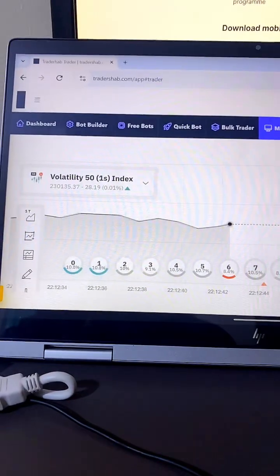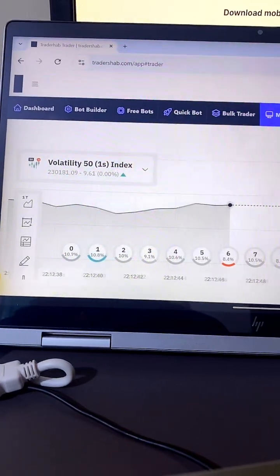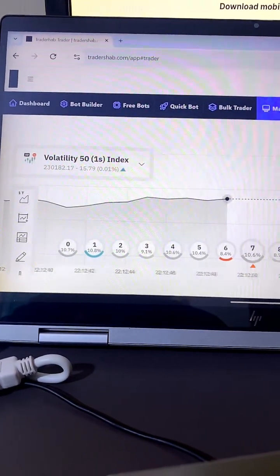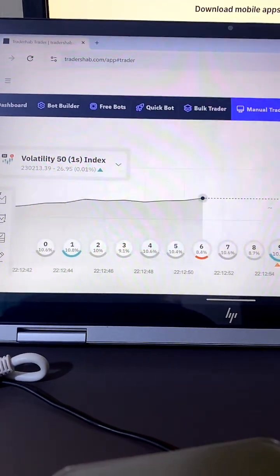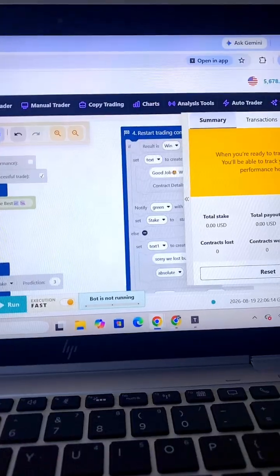Let us see 51S. 51S, as per now, the green is on 0, and then another green, which is the second one, is on 1, which is okay. The red is on 6, and the second closest to red is 8, which still makes us not trade in that particular market.